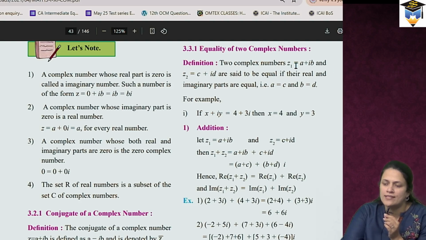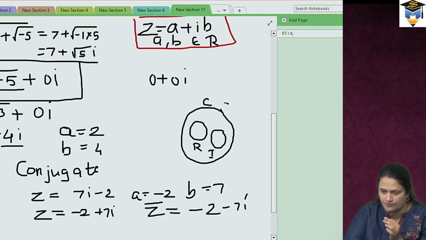Two complex numbers z1 equal to a plus ib and z2 equal to c plus id are said to be equal if their real and imaginary parts are equal. So now tell me, what is the real part of z1? A. Real part of z2? C. Imaginary part of z1? B. Imaginary part of z2? D.